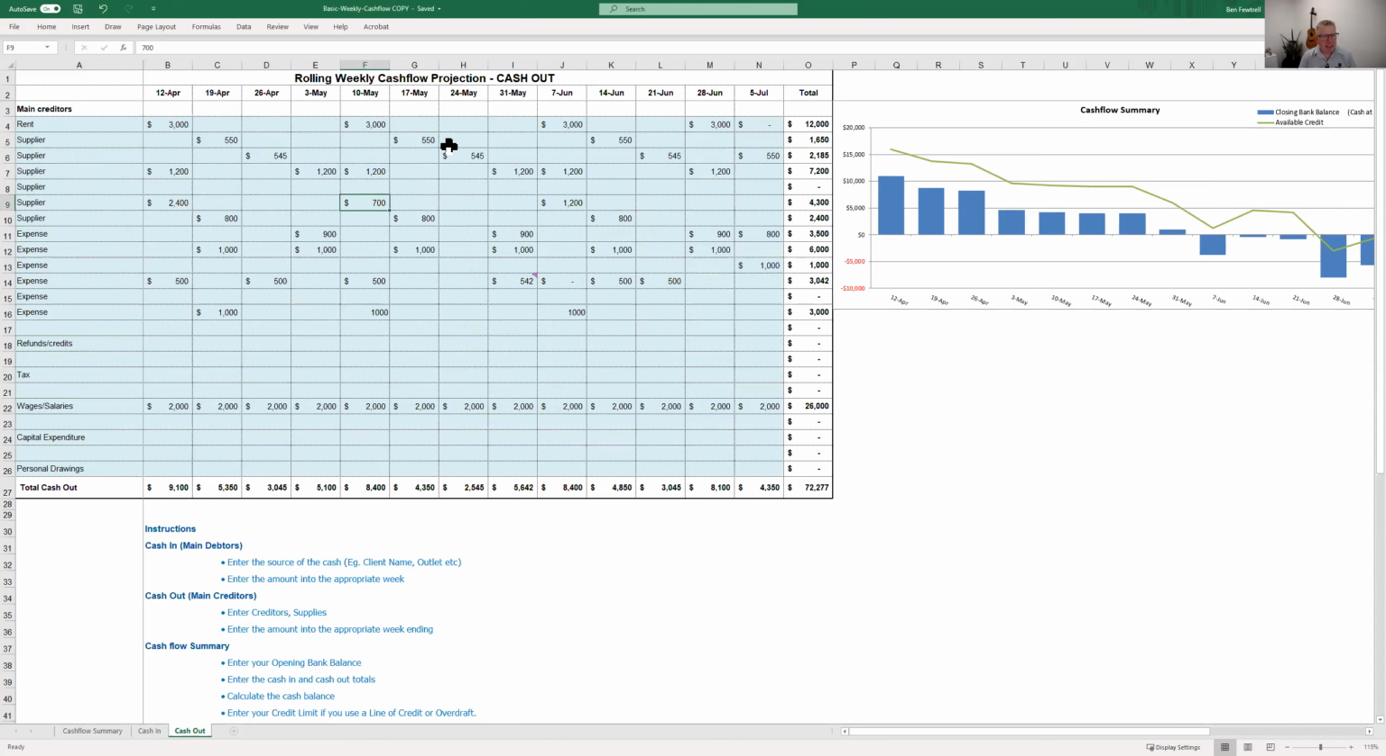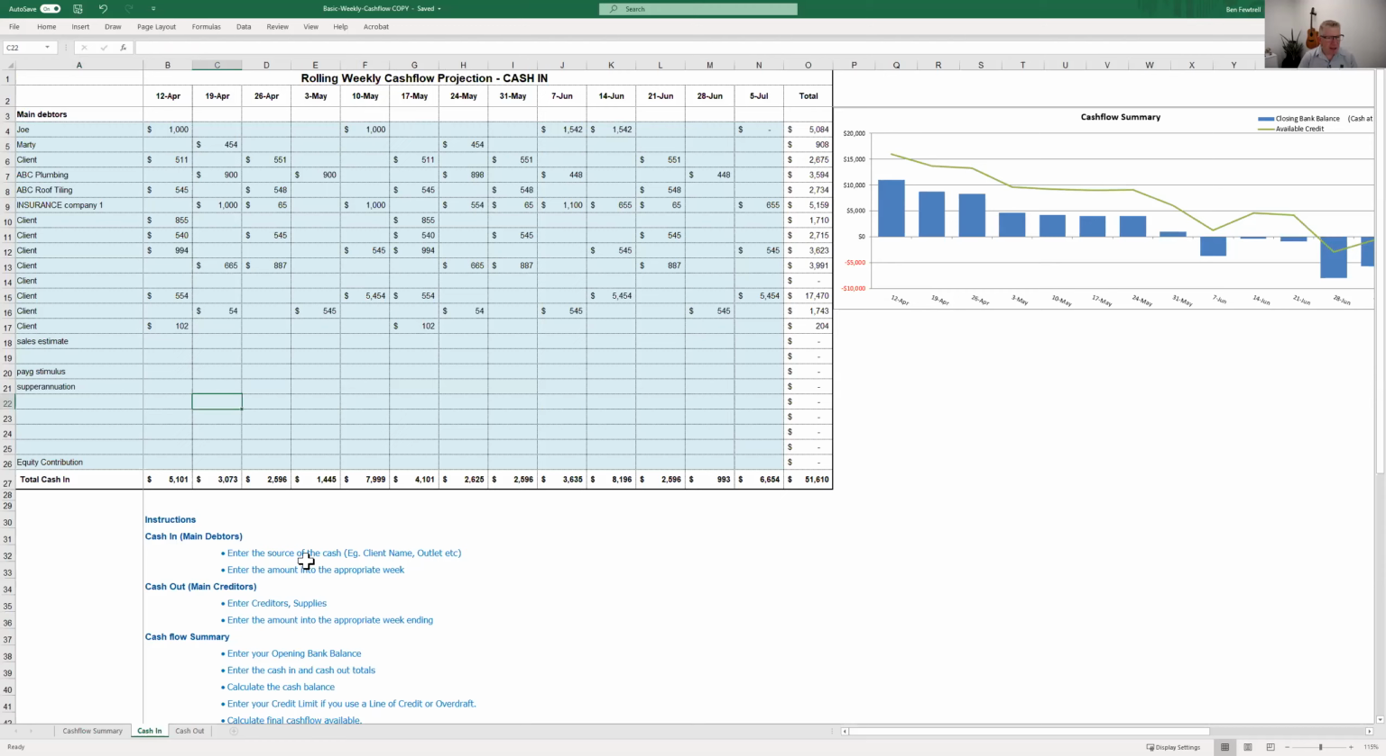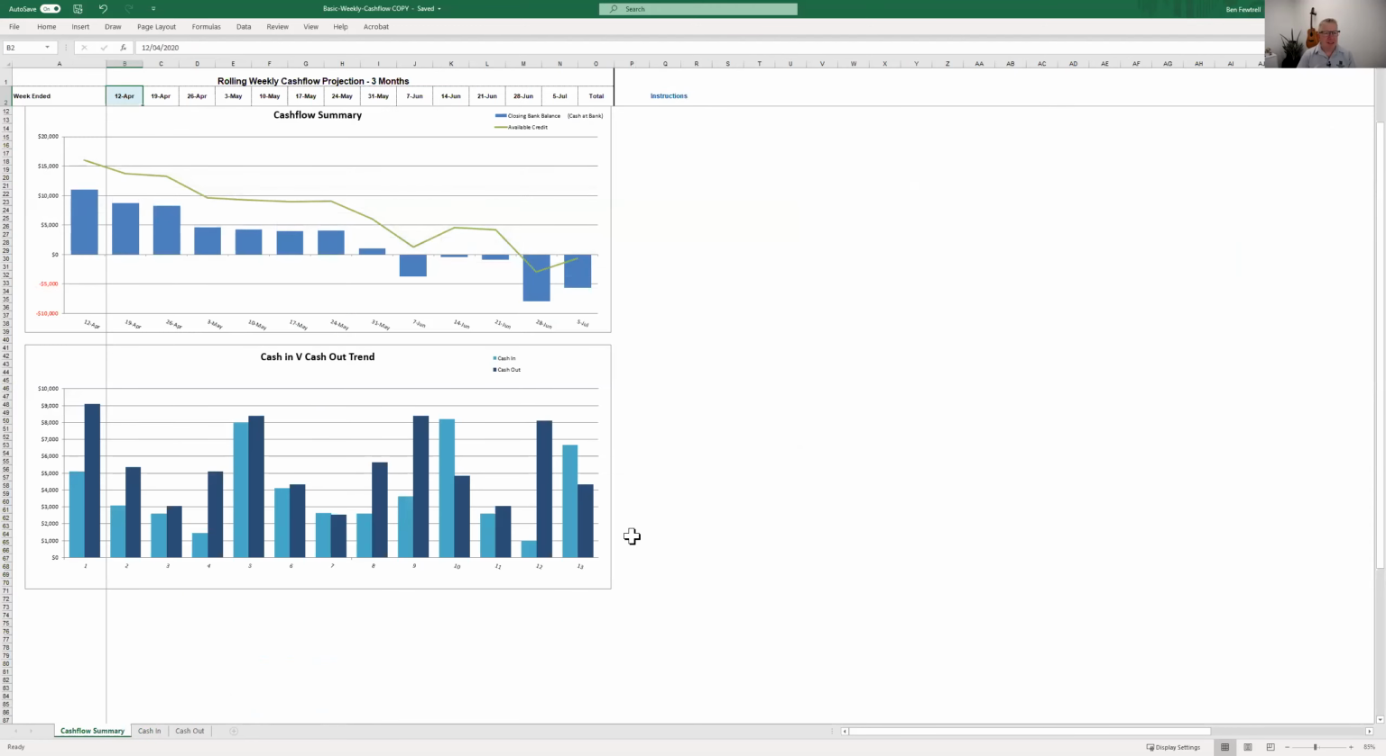Now, as you can see, these are all shaded blue. So once I enter all the details in the cash out and I enter all the details into the cash in, I end up with this summary, okay? And this summary tells me that I'm going to be in the red on the 7th of June.